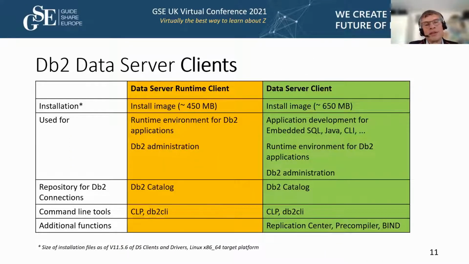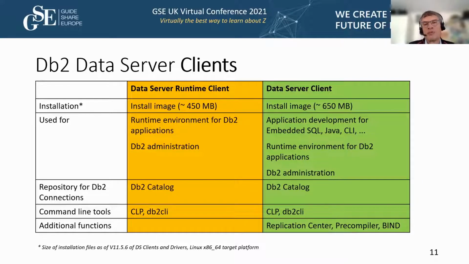In this slide, I've compared once more the capabilities of the clients. As you remember, we have two types of clients. Every client has a certain installation size, which is about 500 to 600 megabytes. That is quite a huge number for an installation on a workstation. The runtime client is, as I mentioned, more for hosting your DB2 applications, and the data server client is also for application developers.